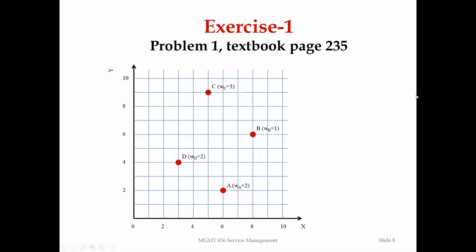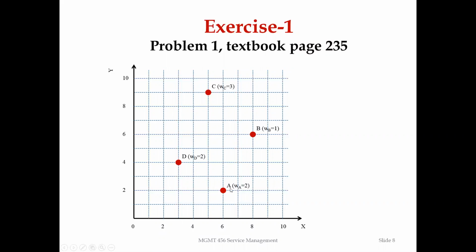We just covered the cross-medium approach. Now let's practice. We look at one example. This example is from the textbook as well. This is problem 1 on textbook page 235. In this example, there are 4 customer locations: A, B, C, and D.